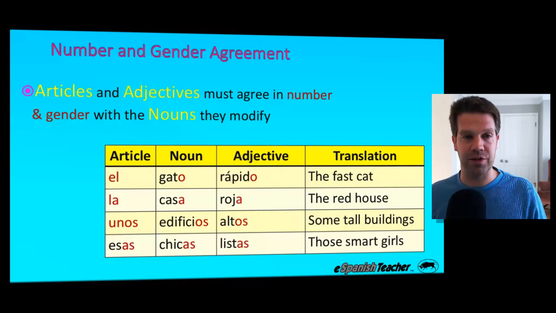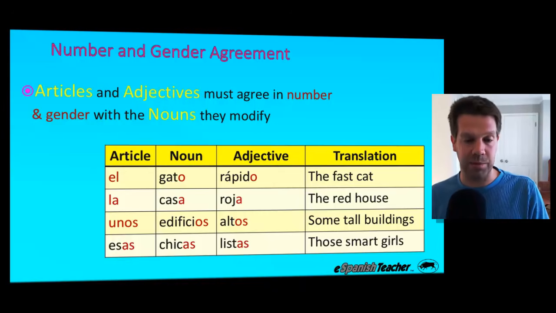Here are 4 examples of this concept. Let's look at the first one. Now, generally speaking, it's the noun that dictates the article and adjective. So in this first one, el gato rápido, the fast cat, the noun is cat, el gato or gato, and it's singular masculine. So it dictates that the article must also be singular masculine and the adjective singular and masculine. So this one is correct. El gato rápido, the fast cat. Generally speaking, the letter O is the singular masculine ending for nouns and adjectives.